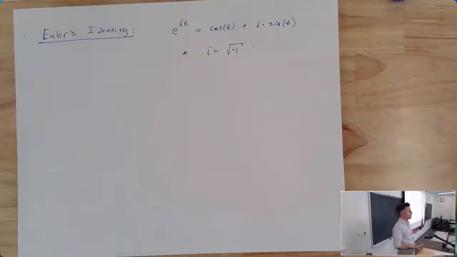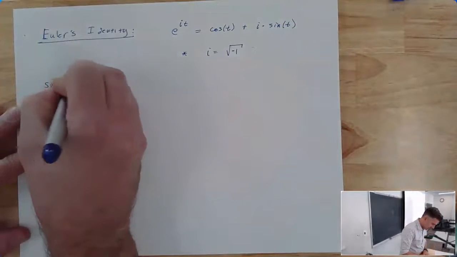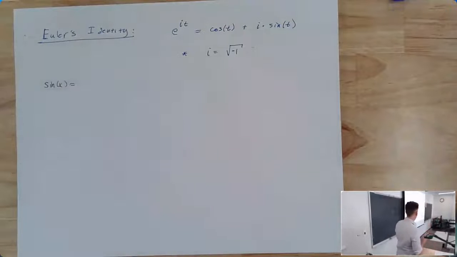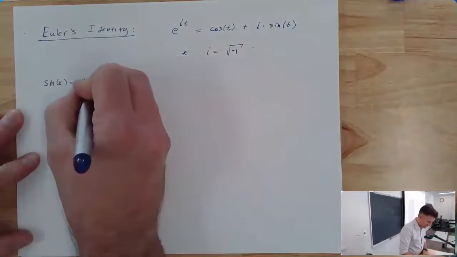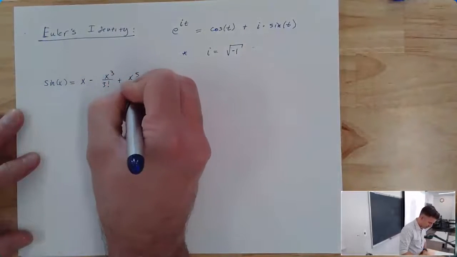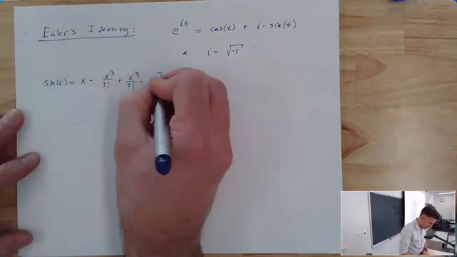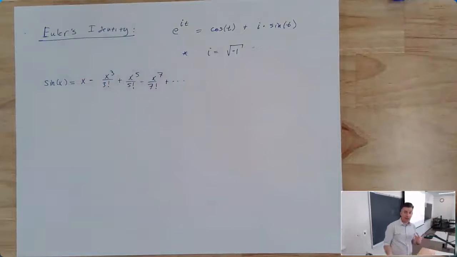So let me write down a few for you, and I might show you something kind of cool. It is true that sine of x is equal to, and you don't need to write all this down if you don't want to, x minus x cubed over 3 factorial plus x to the fifth over 5 factorial, et cetera, forever.